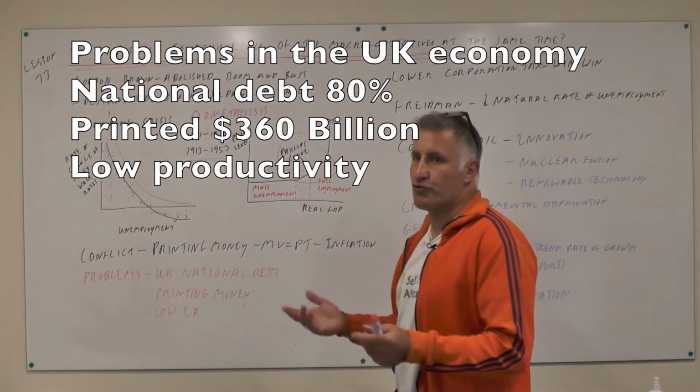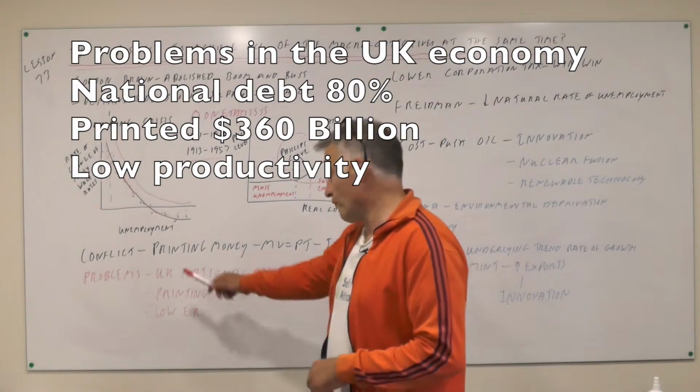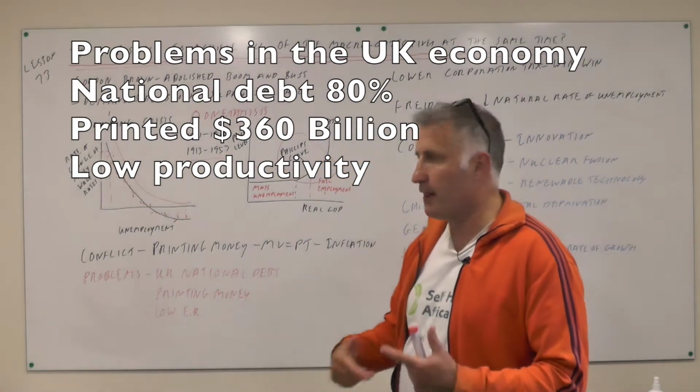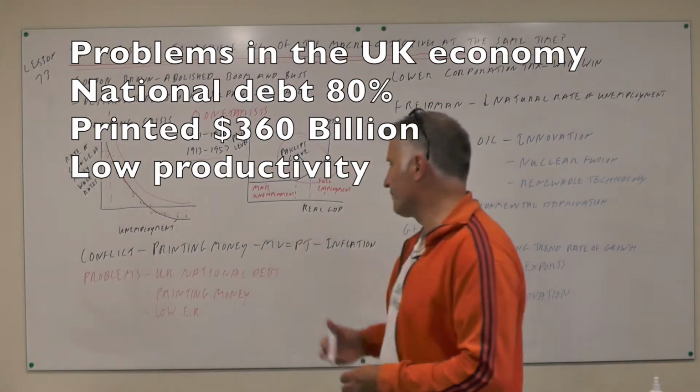Now, there are loads of conflicts within the UK economy, which I've already spoken about previously. There's a conflict here: if you print money, MV equals PT, and that may lead to inflation. It may also help us to increase demand when we're in a great big recession.